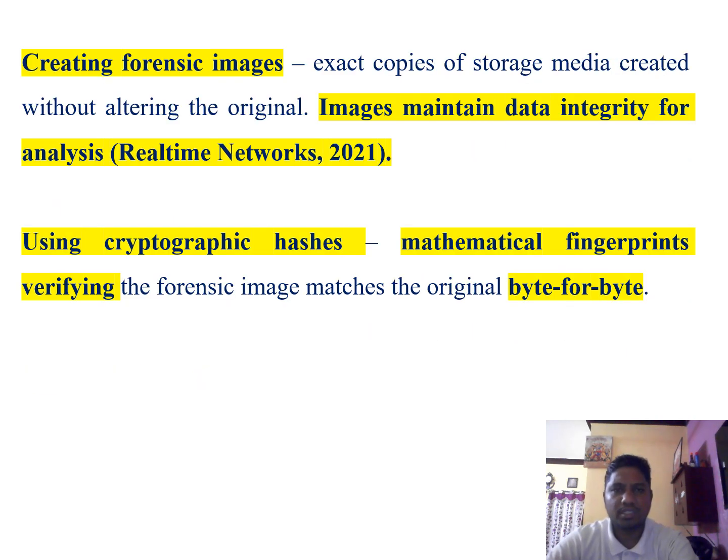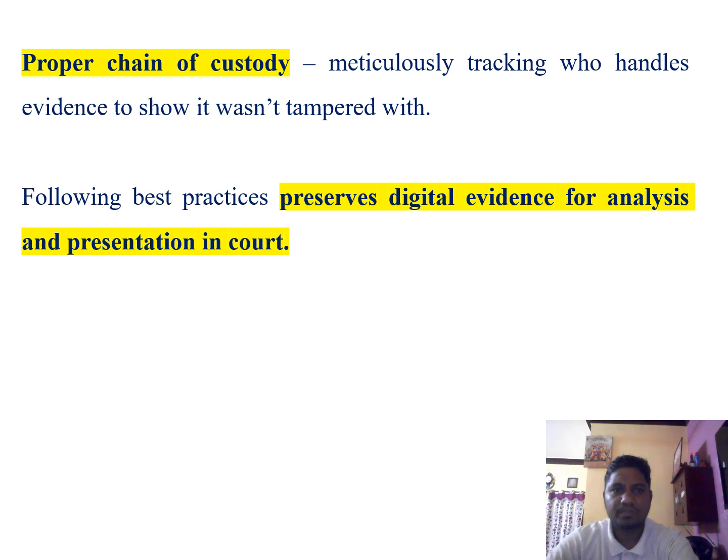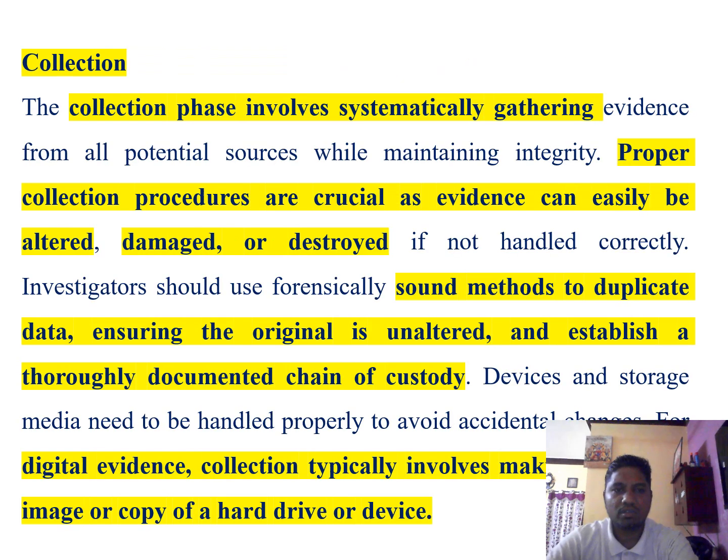Creating forensic images: exact copies of the storage media are created without altering the original. Images maintain the data integrity for the analysis. Next is using cryptographic hashes, a mathematical fingerprint, verifying that the forensic image matches the original byte for byte. Proper chain of custody means meticulously tracking who handled the evidence. Following best practice preserves digital evidence for analysis.